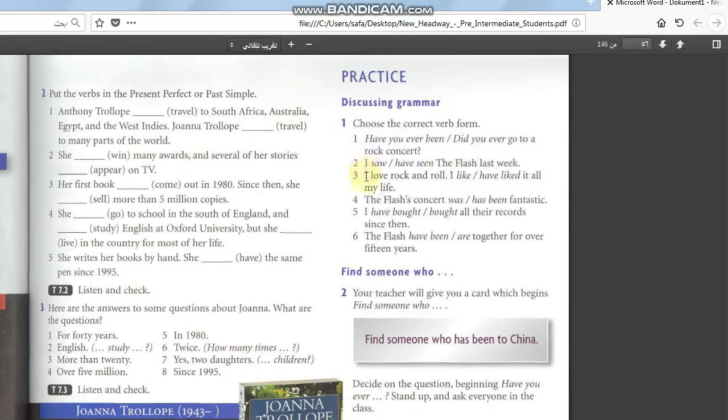Number 2, I have seen the Flash last week.